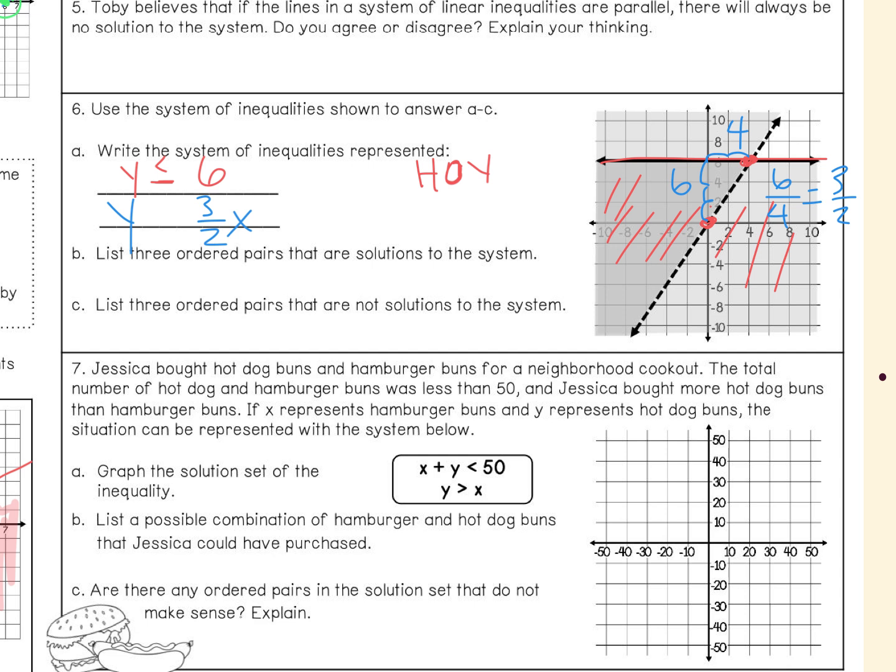This is dotted, so no line underneath, and it is shaded where? Above, so greater than. Okay? We know how to find the solutions that are and are not on the system. So on this one where you're listing the solutions, you're looking for any coordinates that are in this overlapping shaded region. That's going to be a solution to both. Now, we also talked about it can be on the line. So give me a coordinate. You could use what? -4, +2. I like that one.